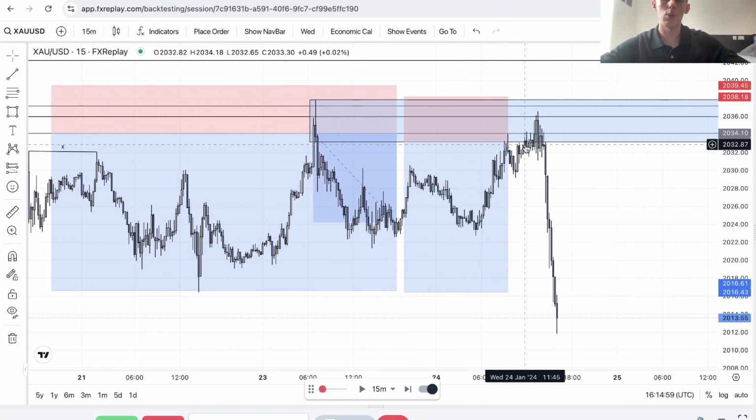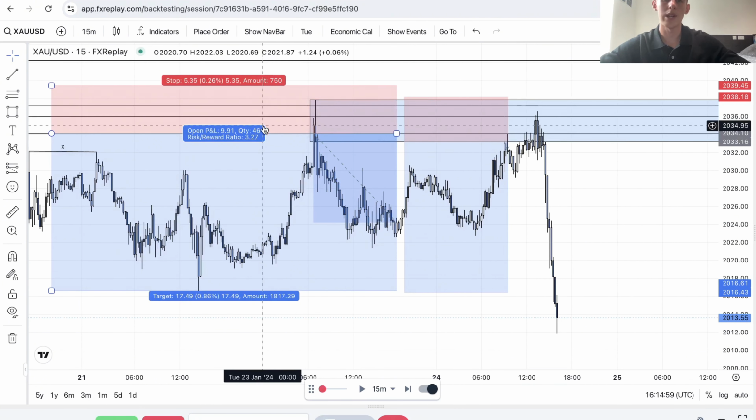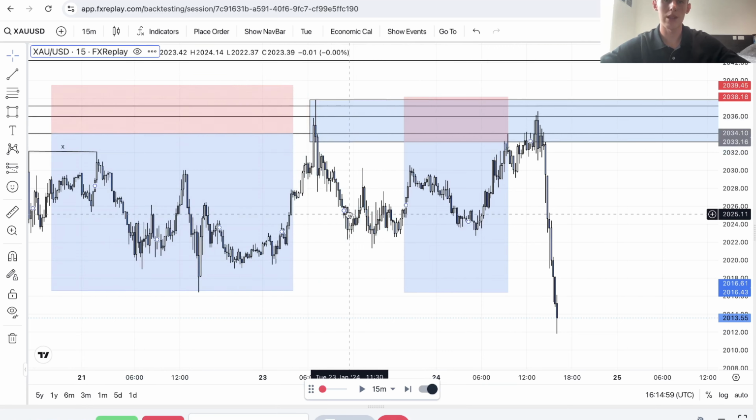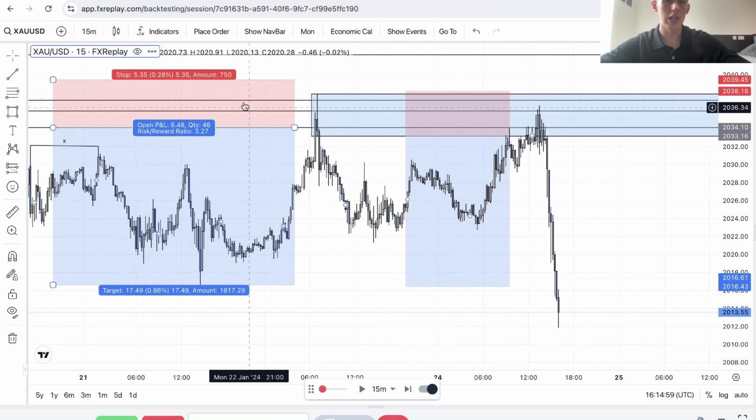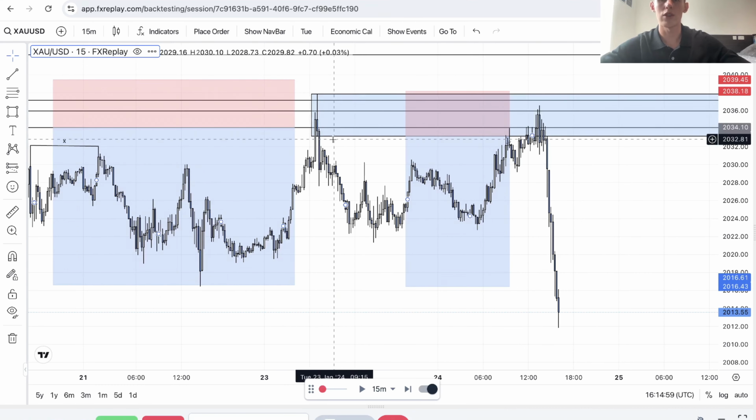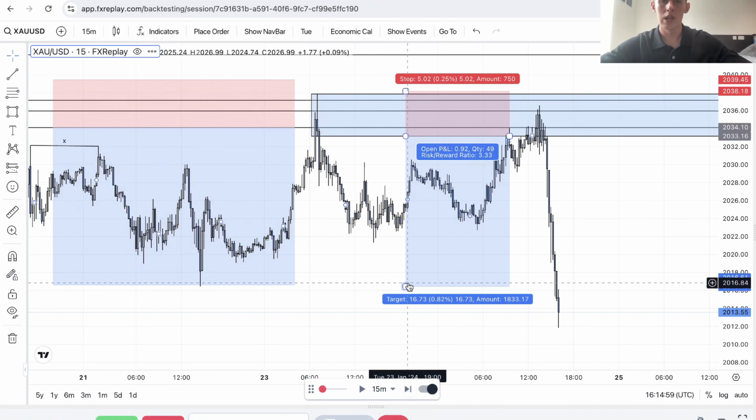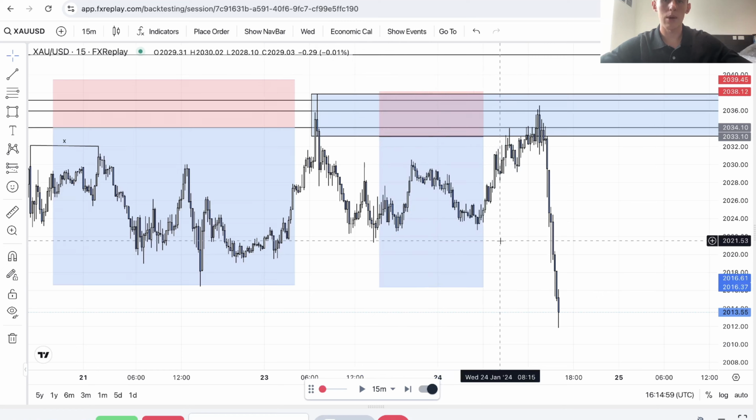Note as well that I would not have entered this if I was already in the first trade, because that's just doubling the risk. And you couldn't have made this trade break even because the entry price is essentially the same. But yeah, take profit hit on that one.